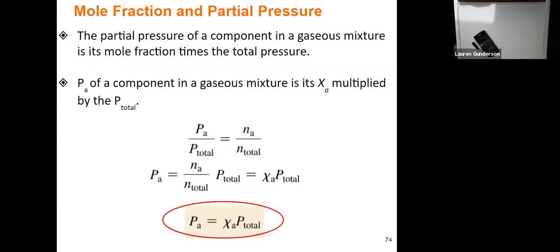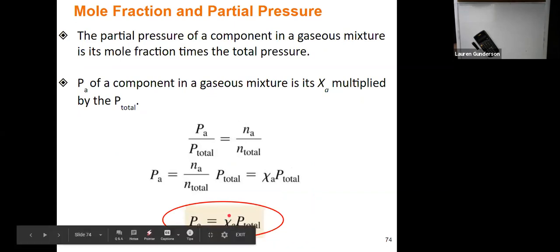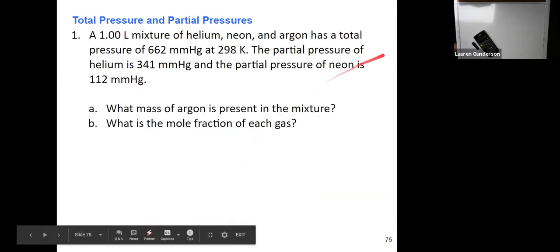When we have the mole fraction, then we can take that mole fraction value and multiply it by the total pressure. The mole fraction times the total pressure will give us the partial pressure of the gas that we are looking for, the gas that is associated with the mole fraction value.